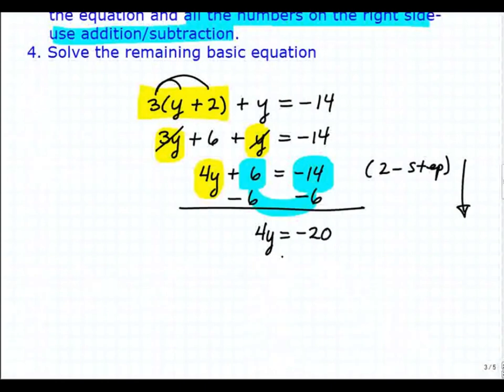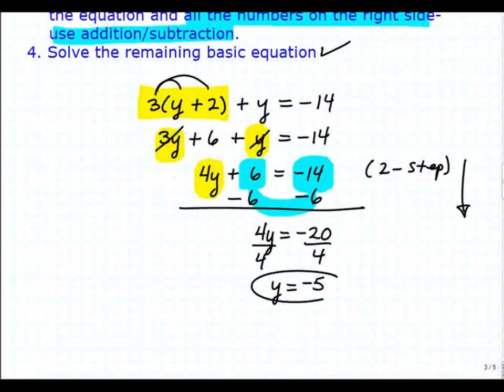Okay, and then I'm left with this basic equation. So I'm going to go ahead and solve that. 4y equals negative 20 is a basic equation. So I'm simply going to go ahead and divide both sides of the equation by 4, and I get y equals negative 5. Okay, so that's it.